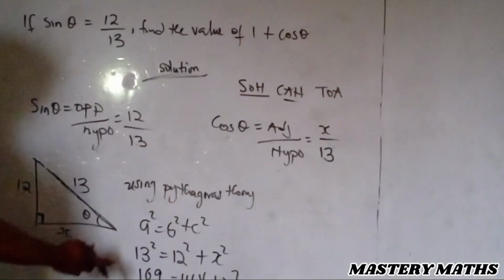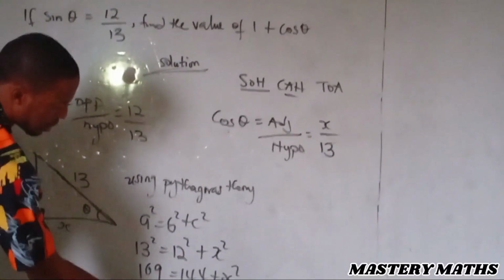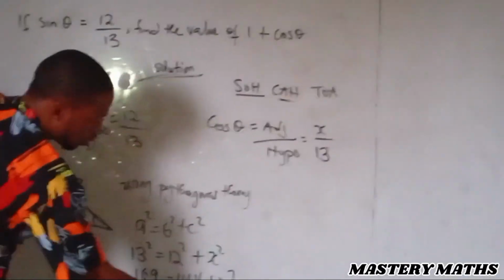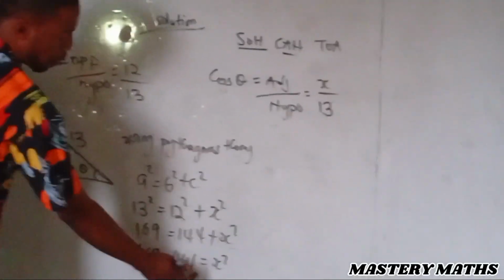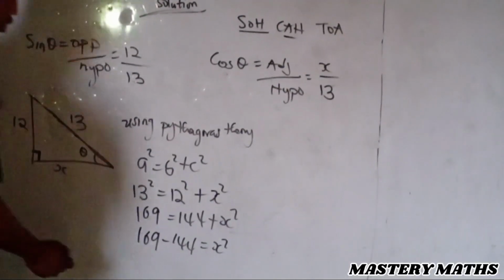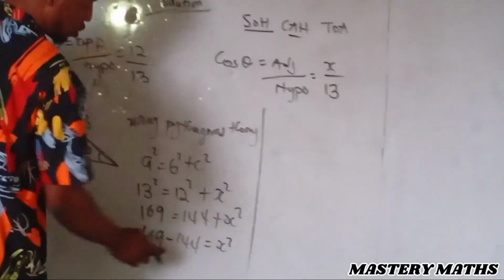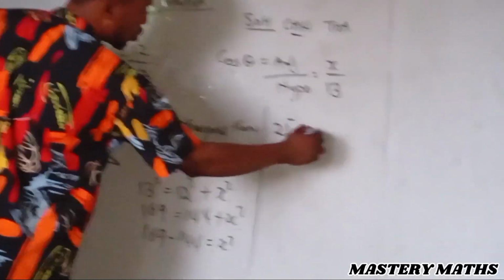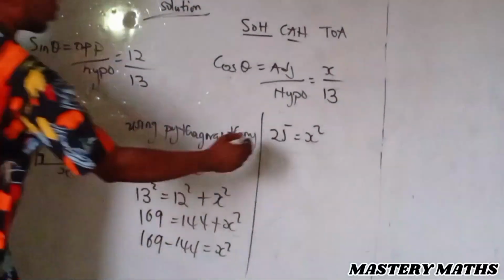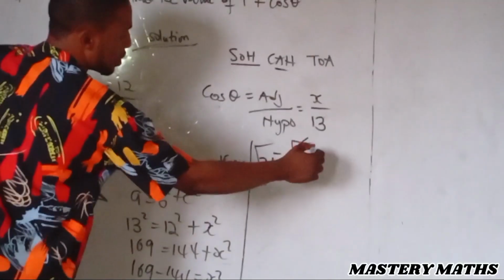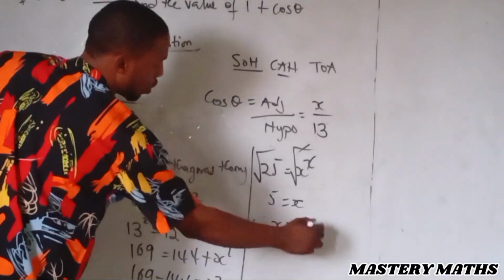So what should you do? We'll collect our like terms. How do you collect like terms? It is 169 minus 144 equal to x square. See it down: 169 minus 144 equal to x square. So 169 minus 144 will give us 25 equal to x square. So we need to look for the x alone. To look for the x alone, you need to square root both sides. This cancels this, and your x is alone. Square root of 25 is 5. So we say therefore x is equal to 5.